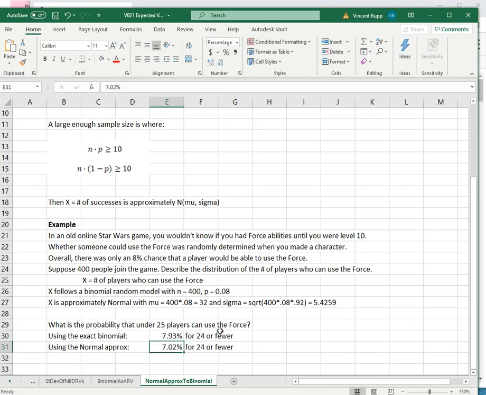So the numbers are kind of close. They differ by less than 1%. It's not super accurate, but we're going to get a lot of use out of this when we talk about confidence intervals and such just very shortly over the next couple of modules.